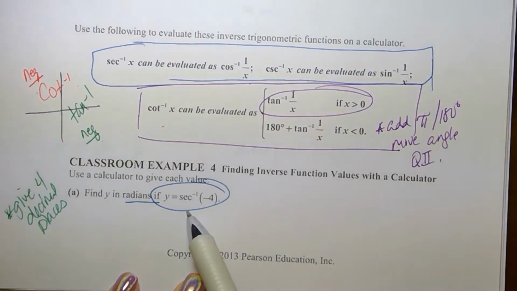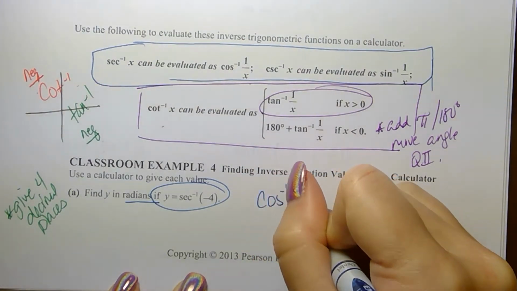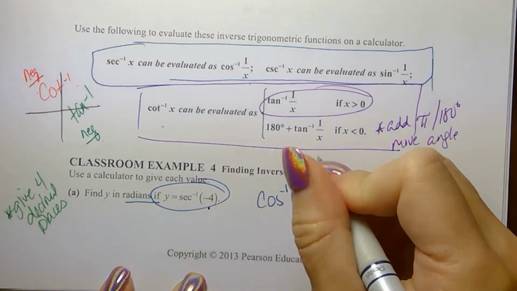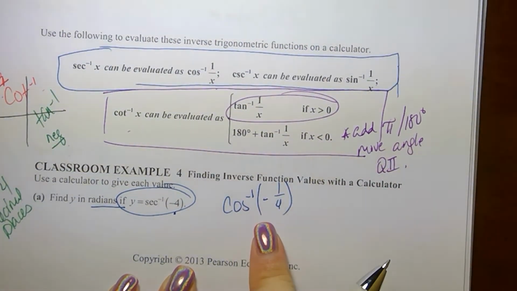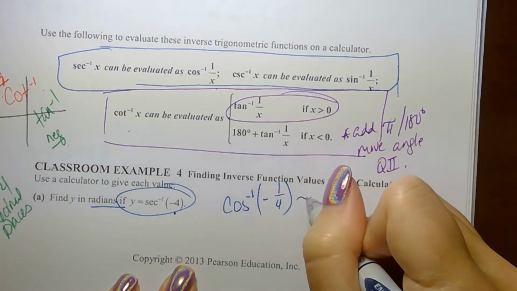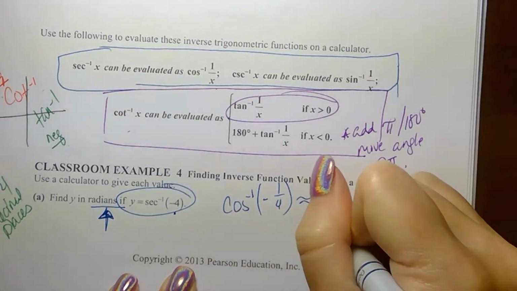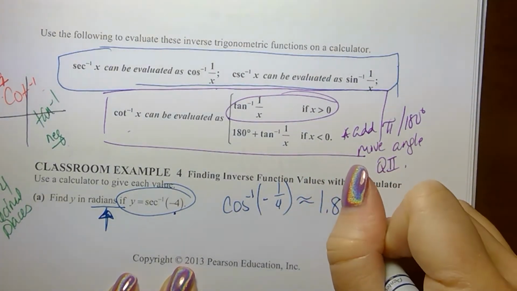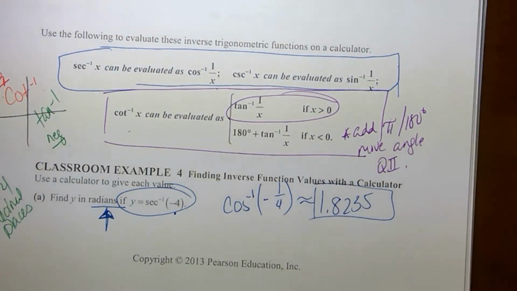Well, I don't have a secant inverse button, but I do have cosine inverse. So I'm going to use cosine inverse. Take the reciprocal of this x I'm given. So that is a -1/4 instead of a -4. This is what I plug into my calculator, making sure I am in radian mode. And I get a radian angle value for theta of 1.8235 approximately.